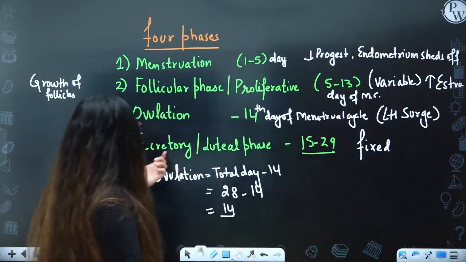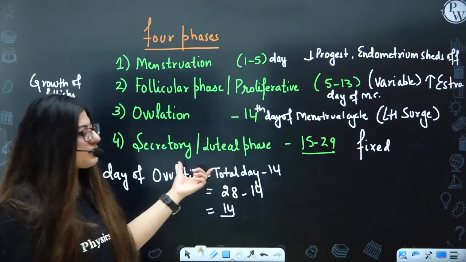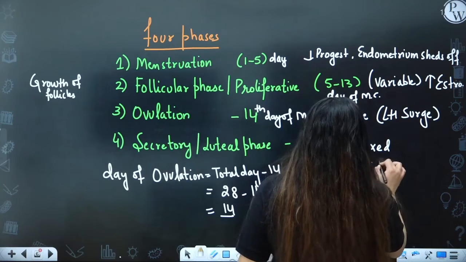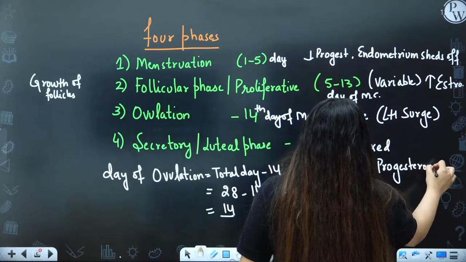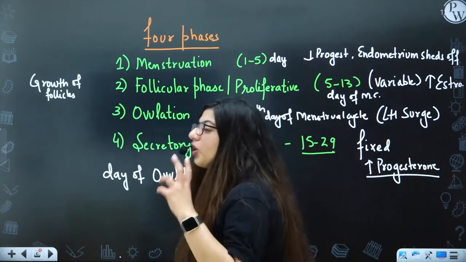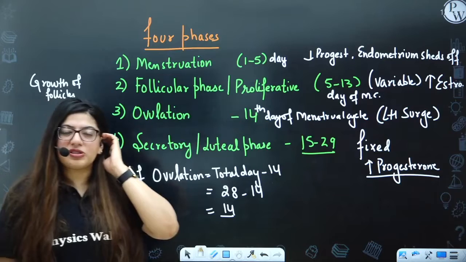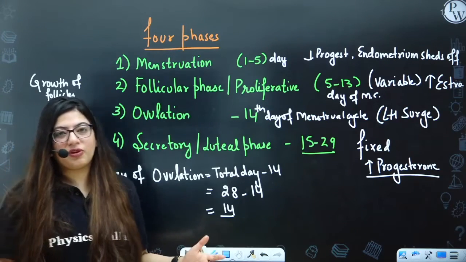Okay. Then we have the secretory or luteal phase. This is for around 15 to 29 days, and there is a high level of progesterone. Why? Because the corpus luteum is working very well. All right. So this was about the female's menstrual cycle. Let's discuss further about fertilization and other processes.